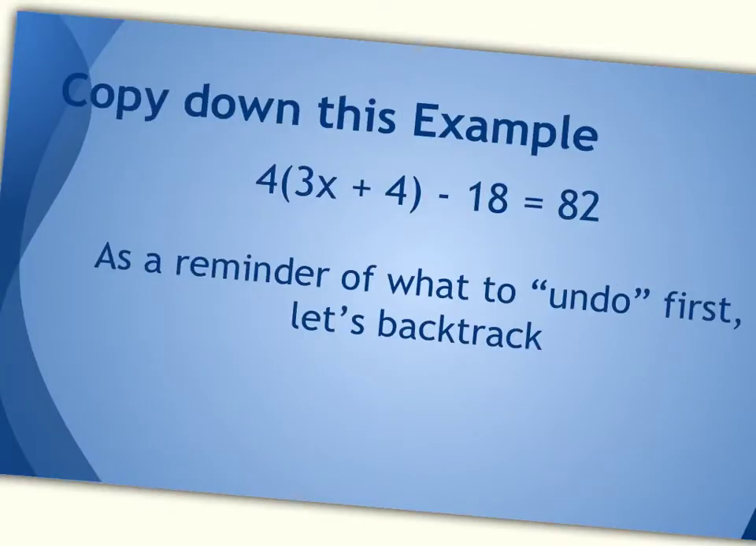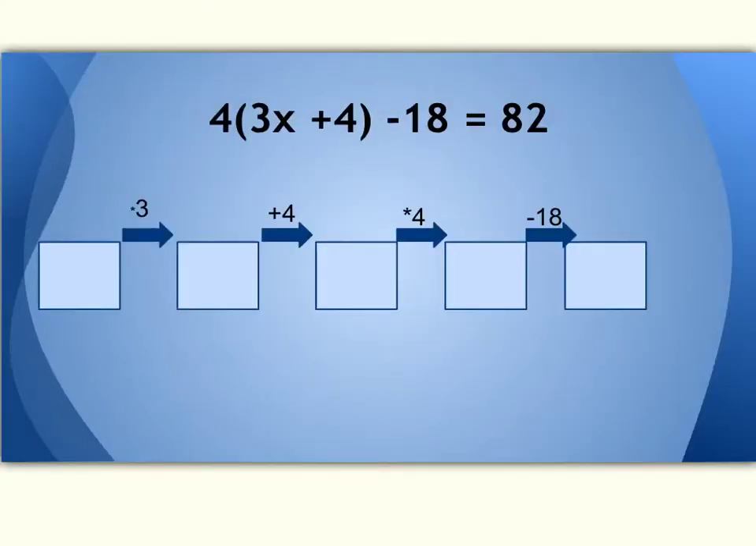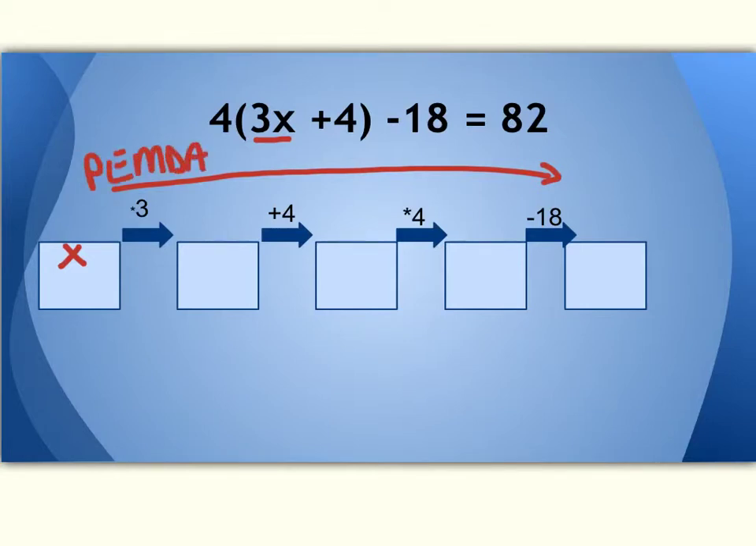Copy down this example. As a reminder of what to undo first, let's backtrack. So in this example, we would start with our x. I'm going to put it right there. And we would multiply it by 3. Remember, we're doing order of operations this way. So in that direction, I'm doing PEMDAS. Multiply by the 3, and then add the 4, and then multiply by the 4 outside, and then subtract 18 to get 82. Now we're going to undo everything.